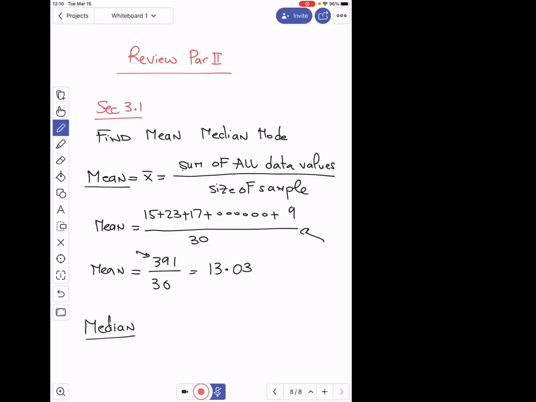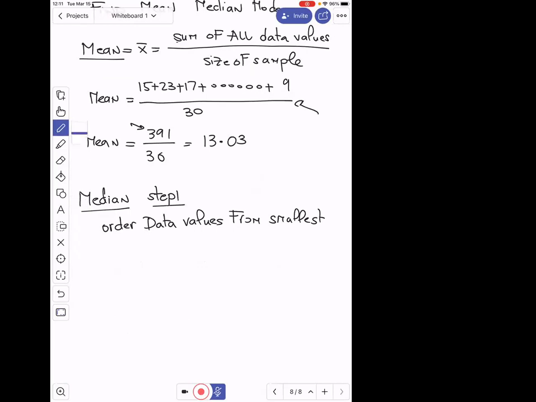For the median, there are 2 steps. First step, you need to order your data values, your numbers, from the smallest one to the largest one.